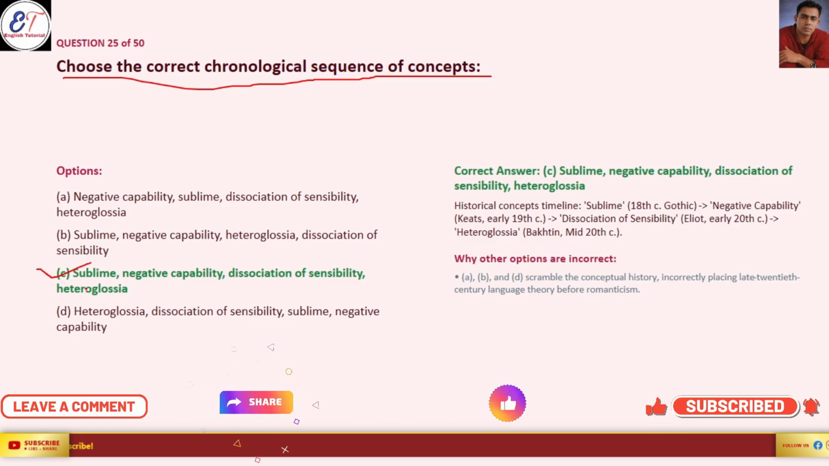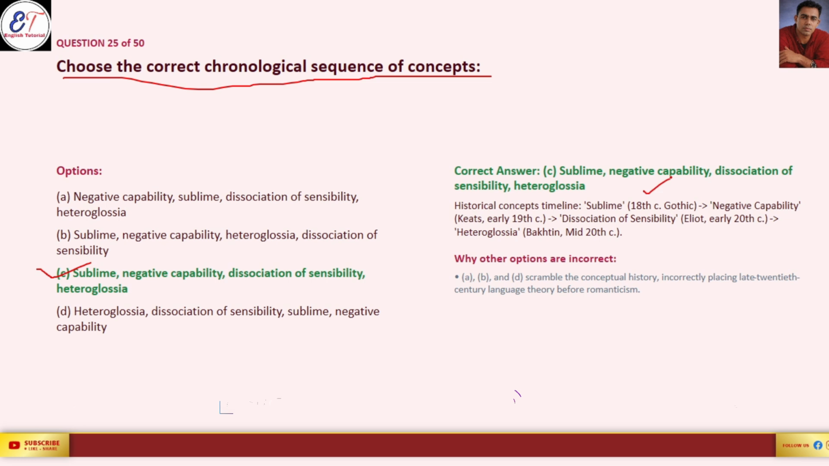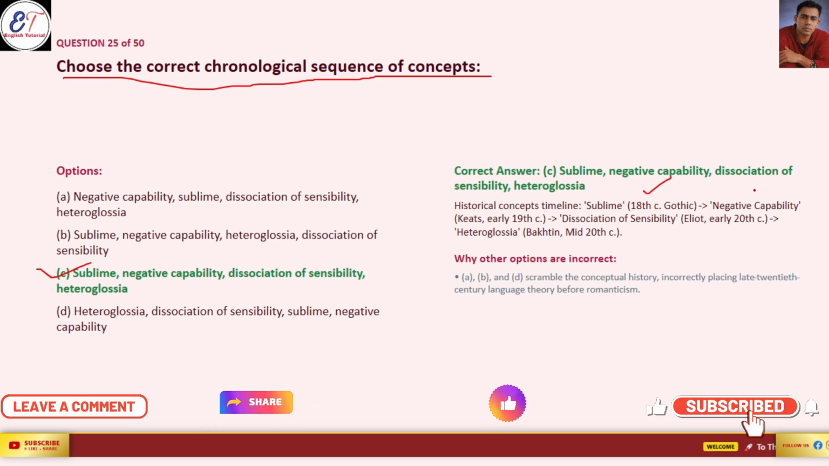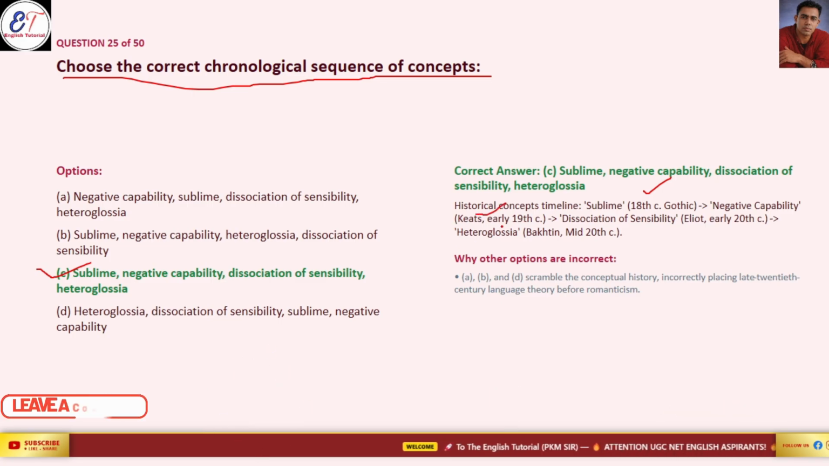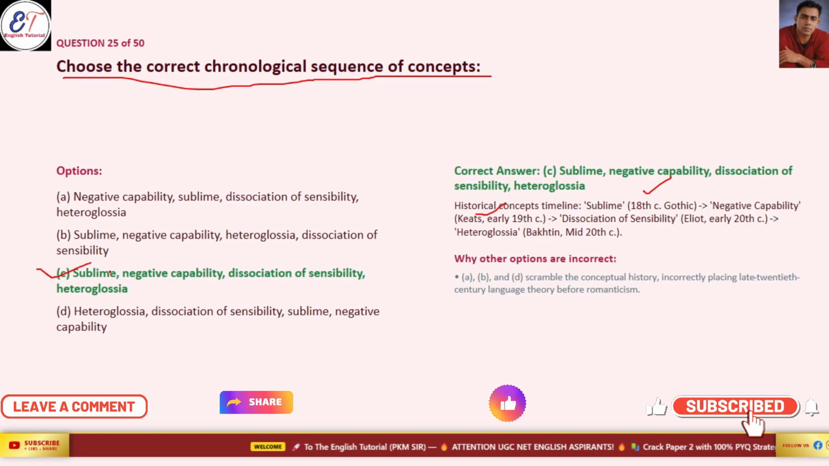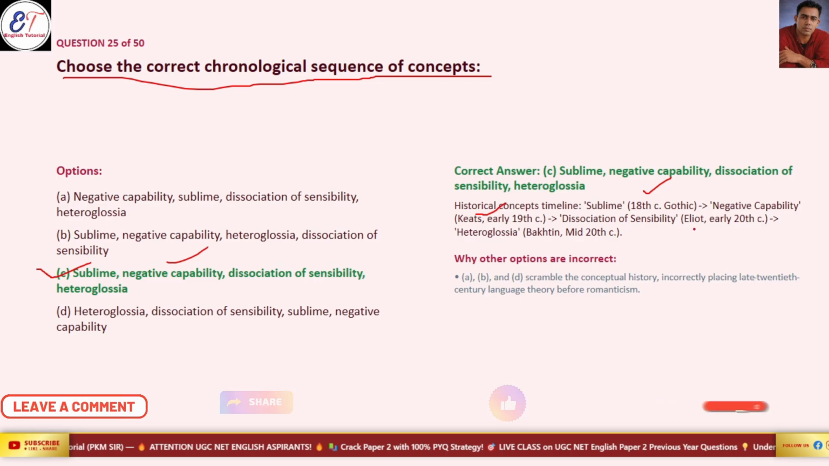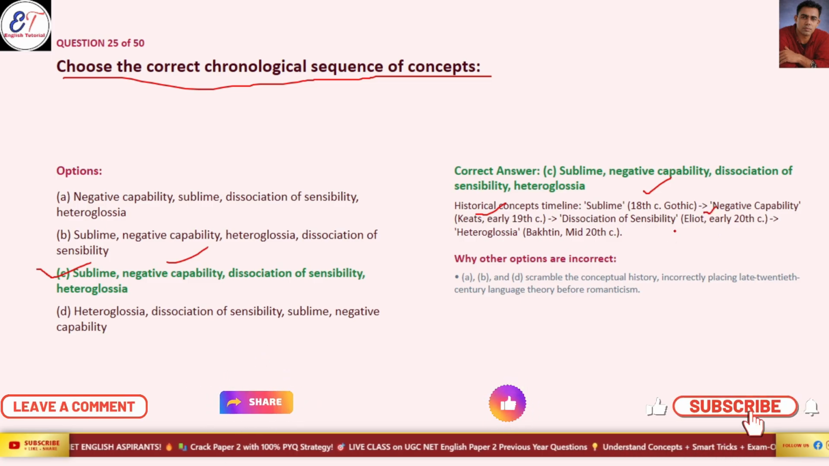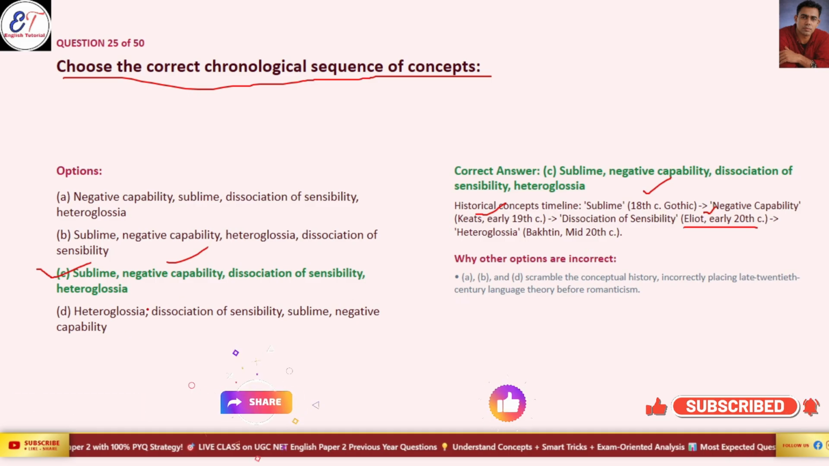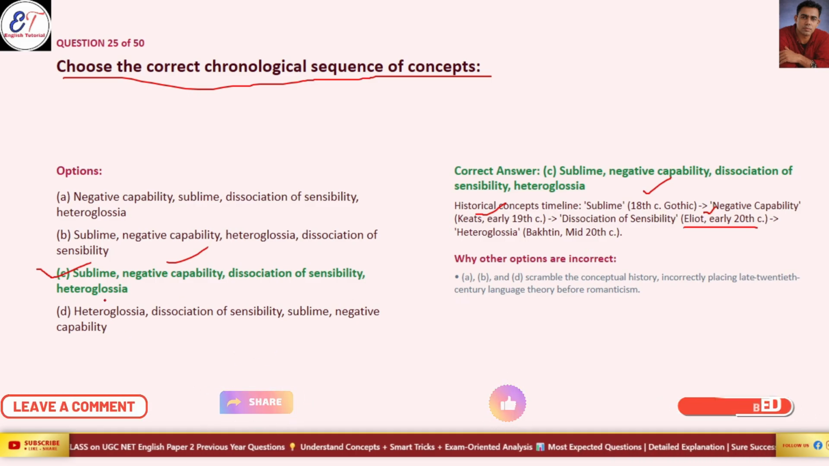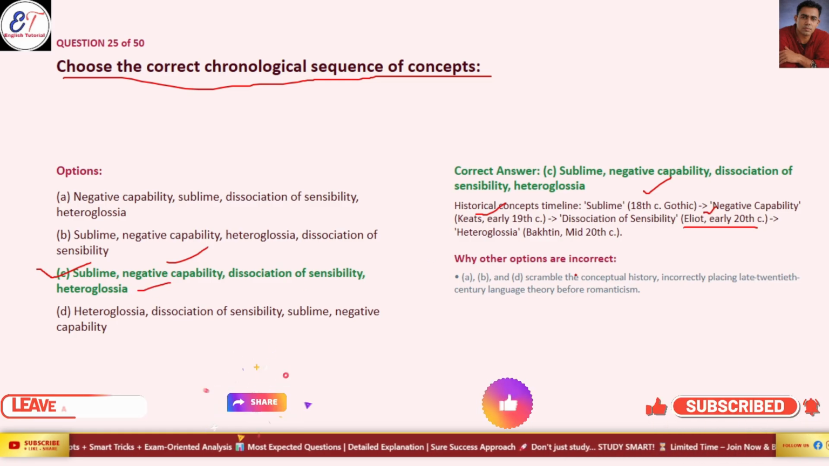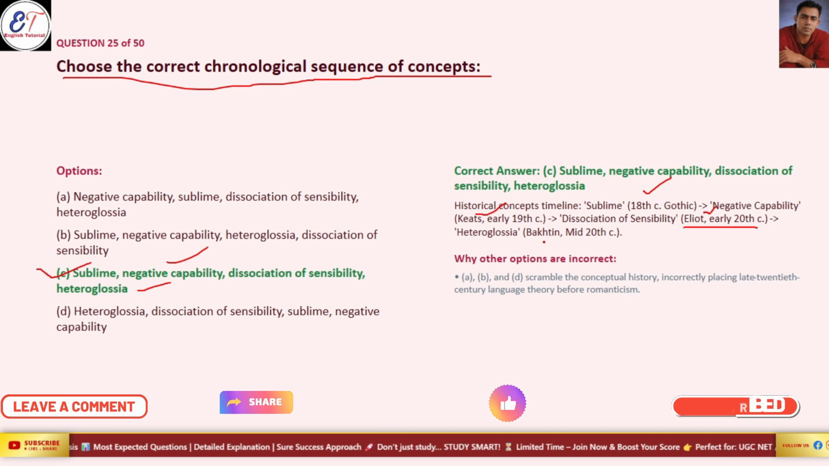Let's see how. Sublime is an 18th century concept. Negative capability is given by Keats in the early 19th century. So after Sublime it is negative capability. Then dissociation of sensibility, it is T.S. Eliot in the 20th century. And then heteroglossia. So heteroglossia would come at last. It is Mikhail Bakhtin in the mid 20th century.